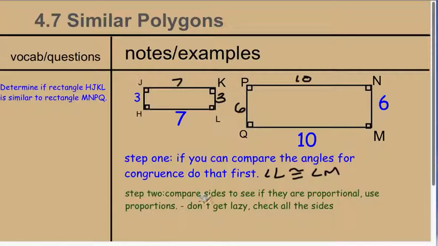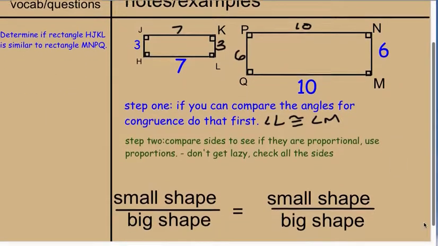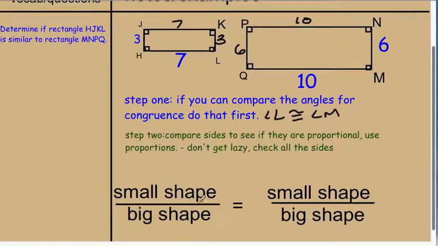Step 2, I need to compare the sides to see if they are proportional. Remember from the last lesson, if sides are proportional, they have the same ratio. So what I need to do is compare the small shape, pick a side from the small shape, let's start with 7, and compare it to its corresponding side on the big shape. Well, what side corresponds to 7 is 10. So I will have 7 over 10.